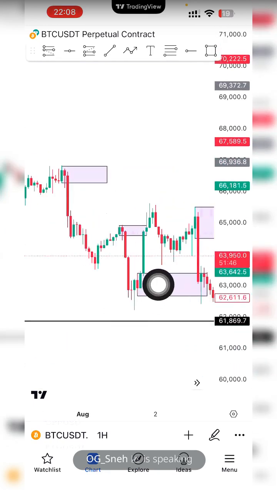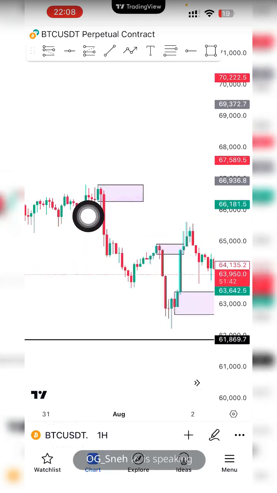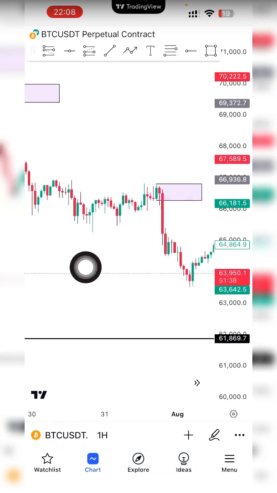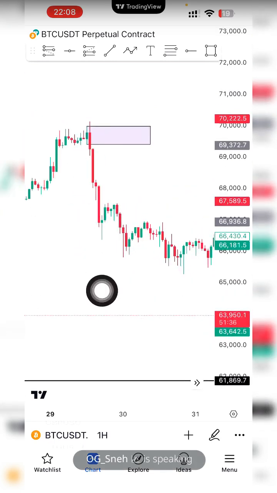See this green too. It went up. That's an impulsive move. You can see this red. That's an impulsive move. Do you understand? See, this is an impulsive move.